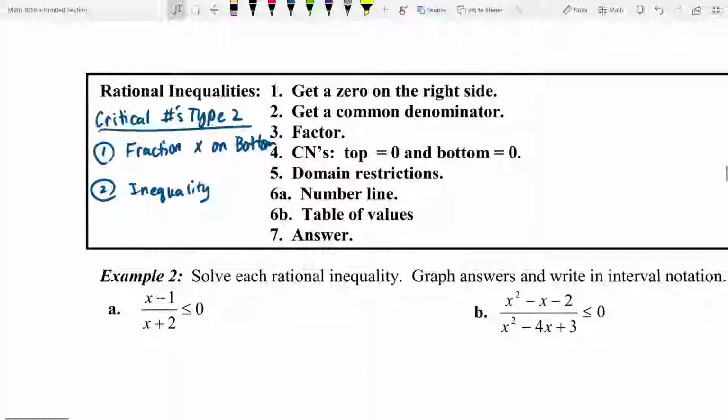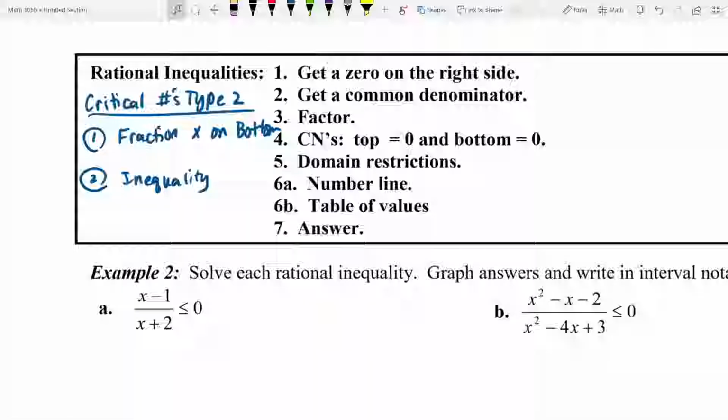Okay? Look over at these steps. Get a 0 on the right. Same step. Get a common denominator. That step is a new step. Factor. Same as what I did before. Critical numbers. Same as what I did before. List the domain restrictions. That's a new step.